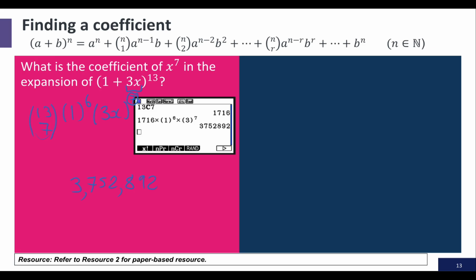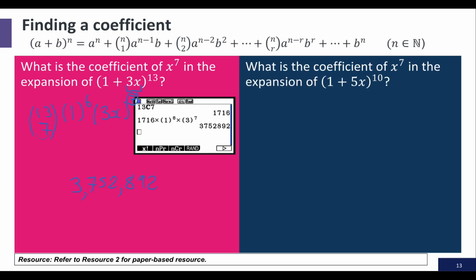And this shows the power of the binomial expansion, because I'm willing to bet a lot of money that you wouldn't want to be raising 1 plus 3x, writing 13 brackets in a row, and trying to work that out. So here's your question. Pause the video and have a go now.